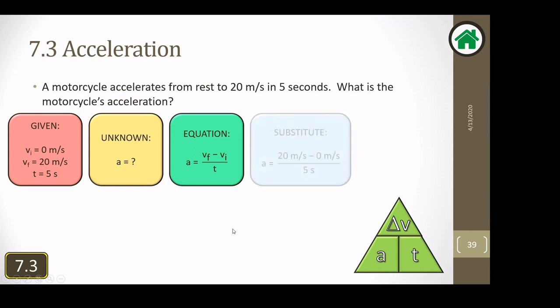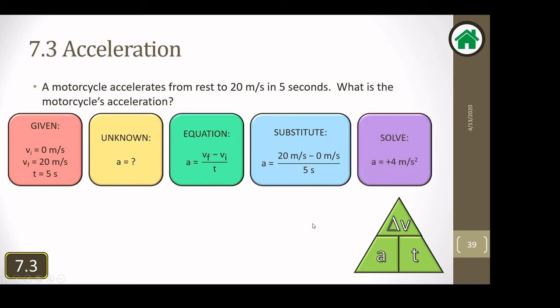It is very important that you put them in that order, vf first and then vi. And now we will substitute. vf is 20 meters per second. vi is 0 meters per second because the motorcycle started from rest, and the time is 5 seconds. Solving, 20 minus 0 is positive 20 divided by 5. 20 divided by 5 is positive 4 meters per second squared. The motorcycle's velocity increases by 4 meters per second for every second that it is accelerating.